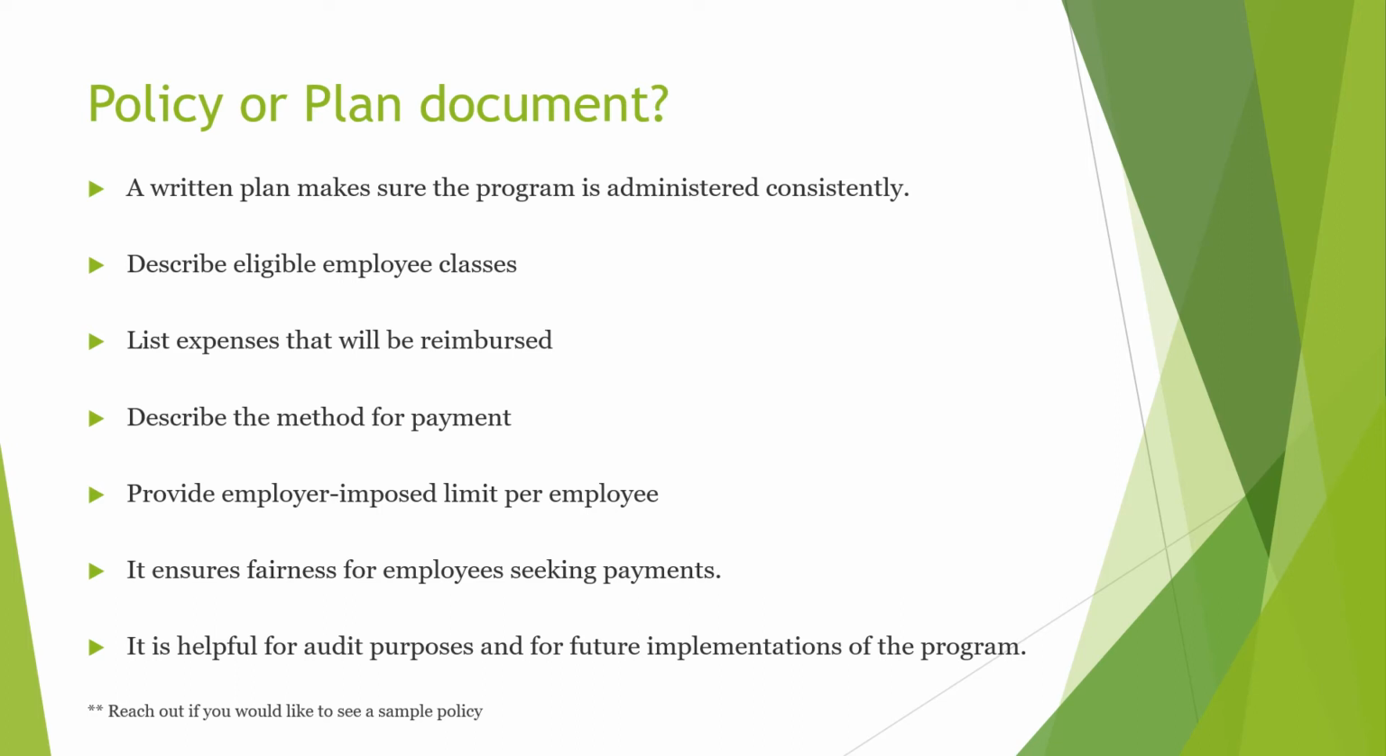Should the employer have a policy or plan document? A written plan makes sure the program is administered consistently among all employees. The document would describe the eligible employee classes. It would list the expenses that will be reimbursed, describe the method of payment, and provide the employer-imposed limit. It ensures fairness for employees seeking payments and is helpful for audit purposes and for future implementation of the program.